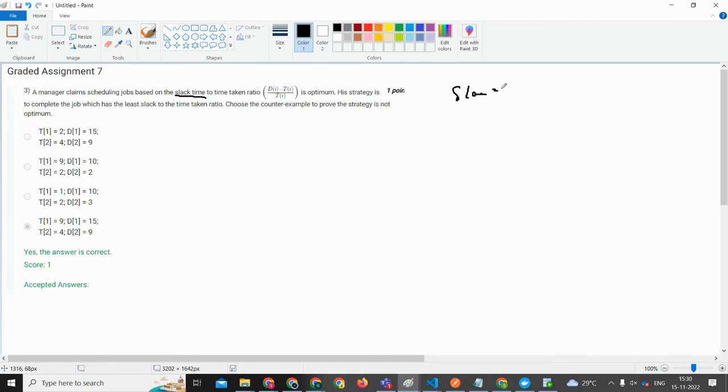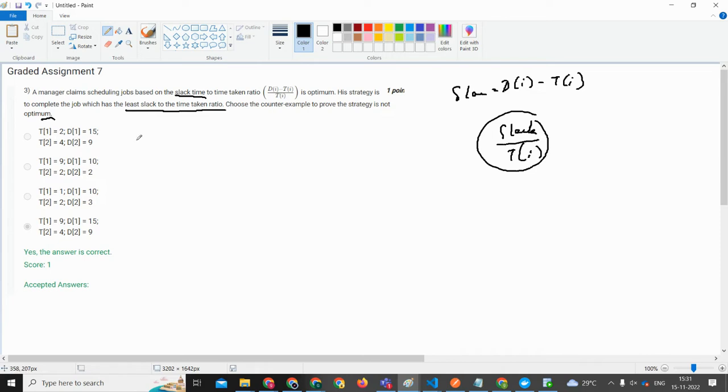Slack time is called D of I minus T of I. This is the slack time, and the scheduling is based on the ratio, so slack divided by time taken. So his strategy is to complete the jobs which have the least slack to time taken ratio. Whichever has the least ratio, you complete that first, right? Choose the counter example to prove the strategy is not optimum.